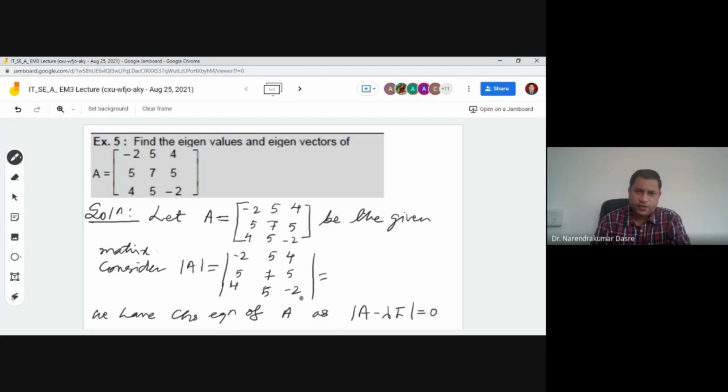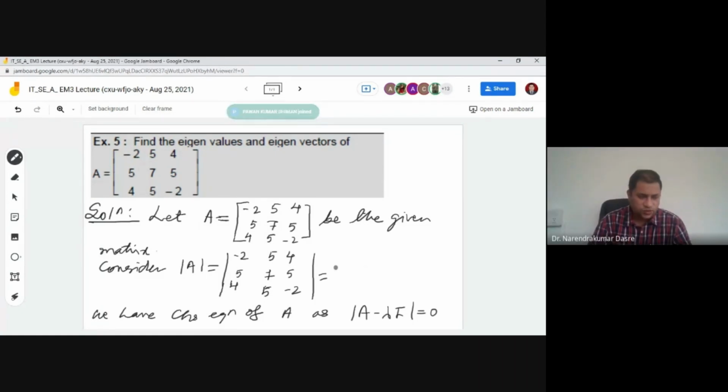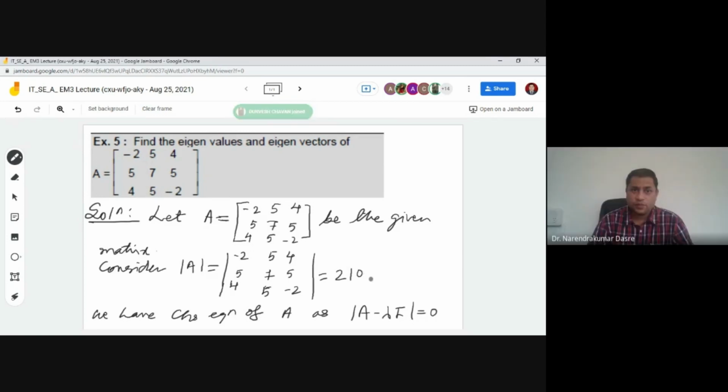Have we calculated the value of the determinant? Has any one of you calculated it? 210. 210. What am I getting? About 216. Please be careful, calculate it properly, use your calculator, and give me the correct answer.